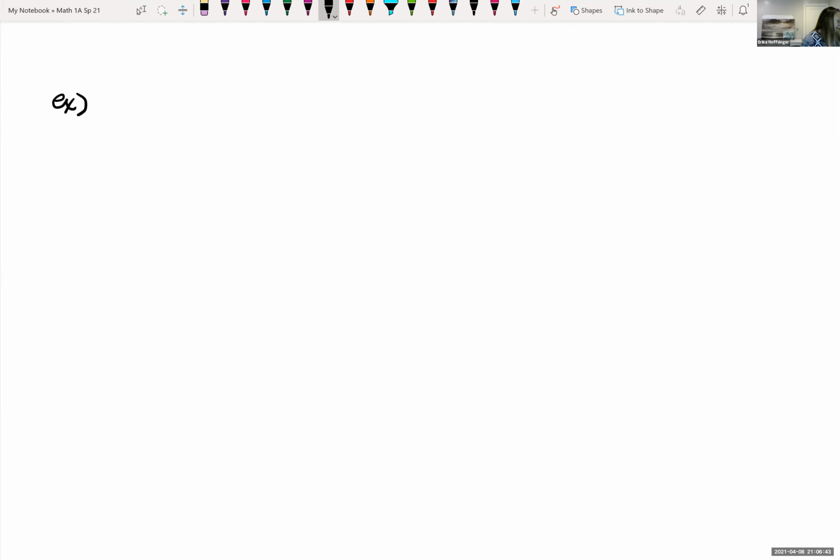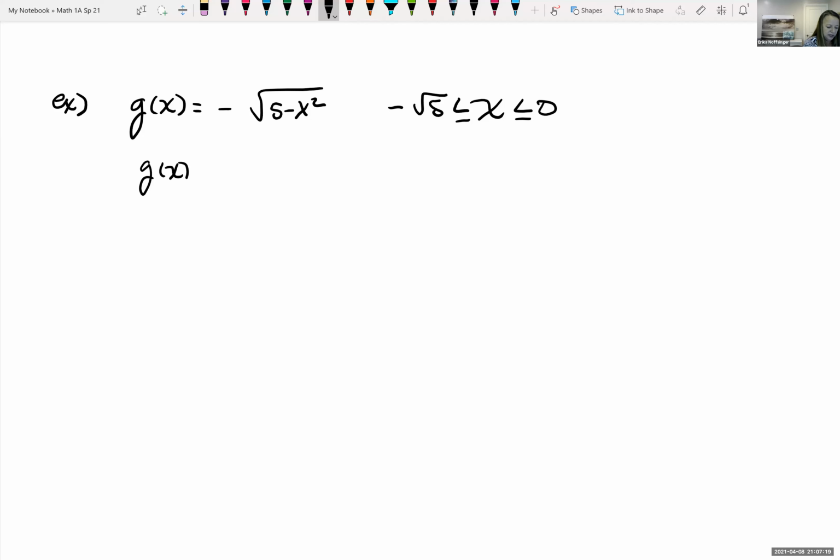So what about g of x equals negative square root of 5 minus x squared? And this wanted it between -√5 and 0 included. So it wants us to figure out the derivative. Before I take the derivative, let's rewrite this a little bit. So this is negative, 5 minus x squared, all raised to the 1/2.